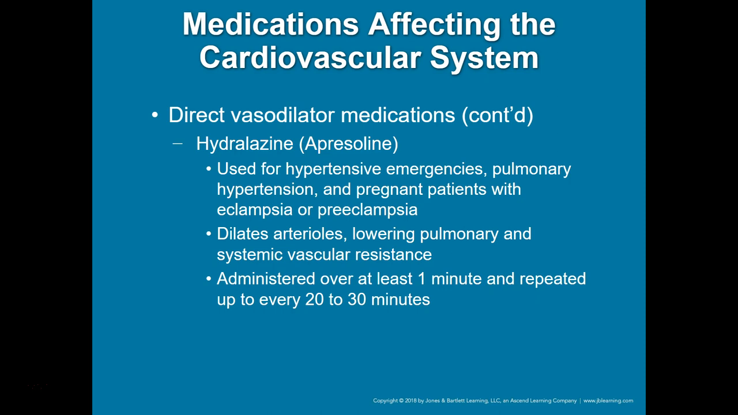Hydralazine for hypertension dilates the arterioles, lowering the pulmonary and systemic vascular resistance. So it's going to decrease afterload on the heart, those arterioles. You can also give it for pregnant patients with eclampsia or preeclampsia, when blood pressure is too high.